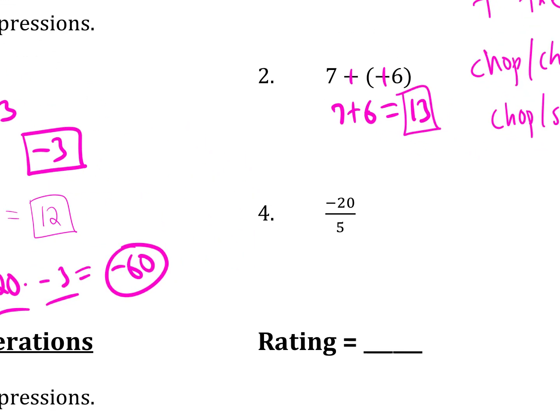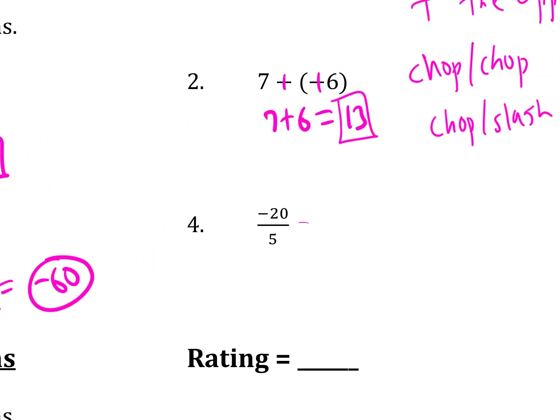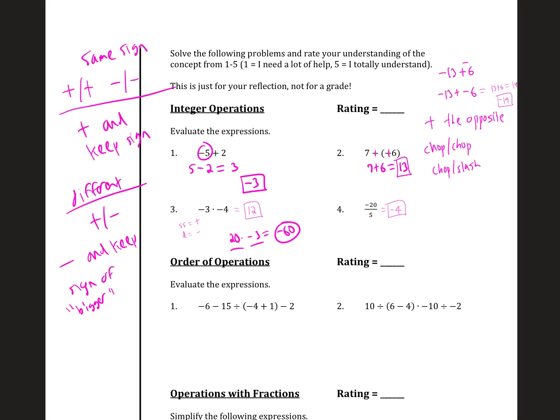All right, how about this one over here? We got -20 over 5. What's that going to equal? We have 20 divided by 5 is 4. Is it going to be positive or negative? It's going to be negative because a positive and a negative is going to make a negative, okay?